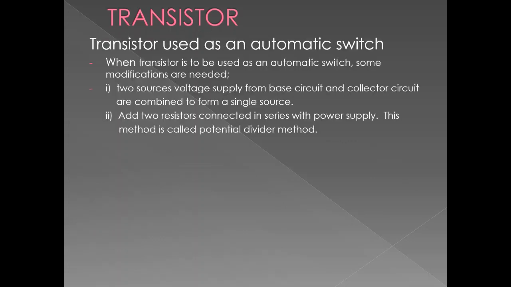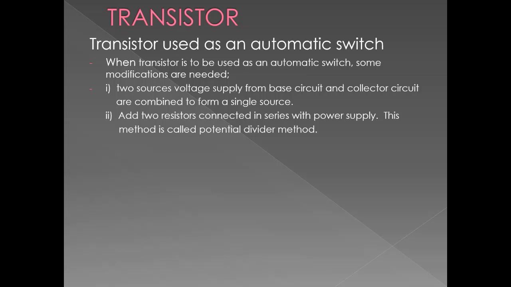Another function of the transistor is that it can be used as an automatic switch. But before you use the transistor as an automatic switch, some modification is needed. For example, the two voltage supplies from the base circuit and the collector circuit can be combined to form a single source. Another change is to add an additional resistor. Now there are 2 resistors in series with the power supply.